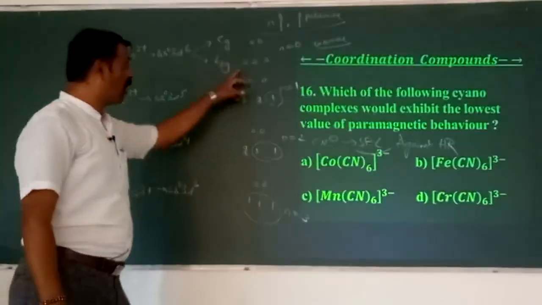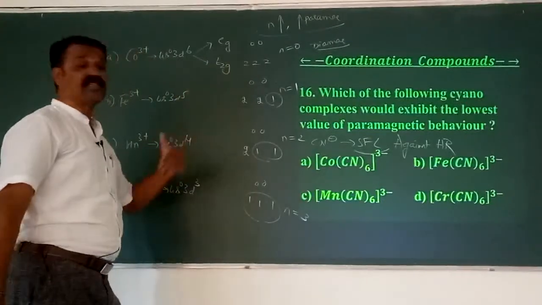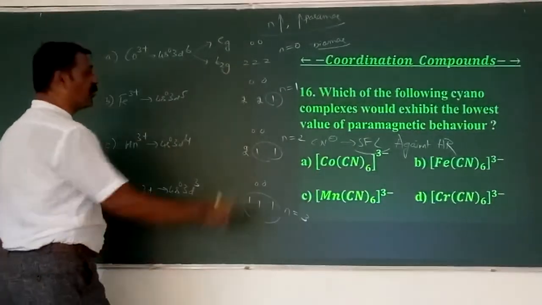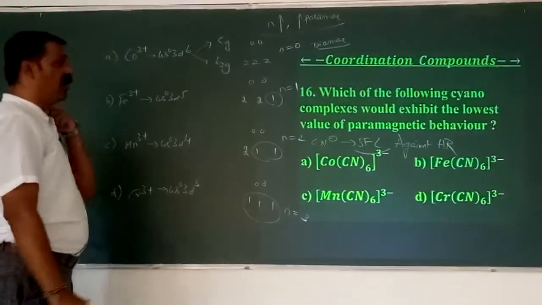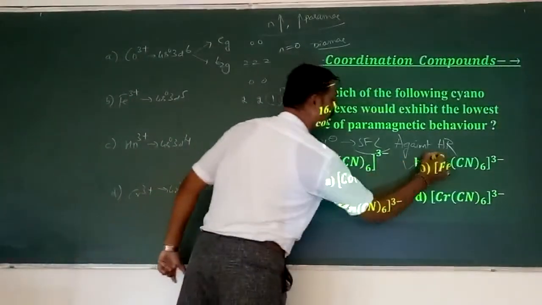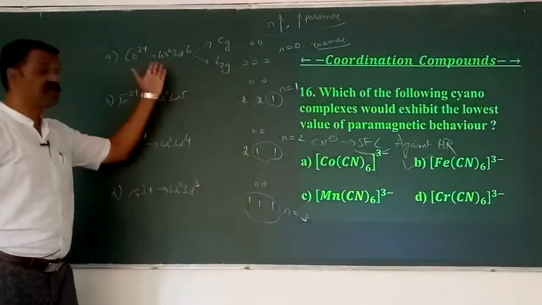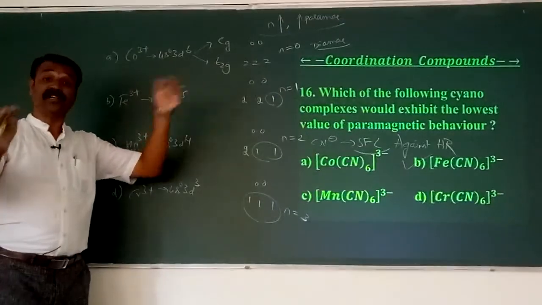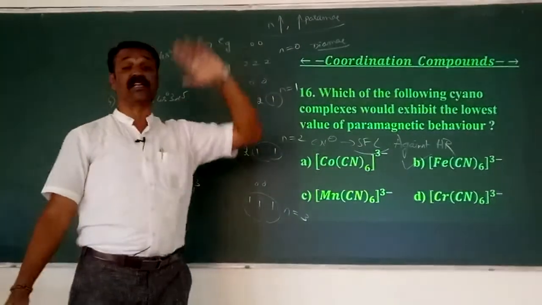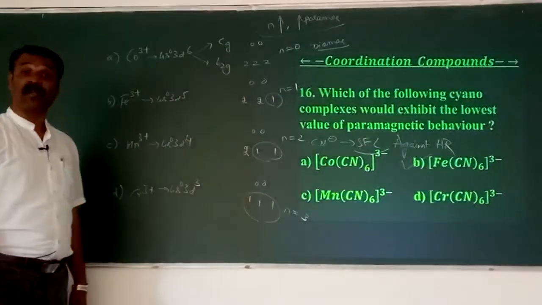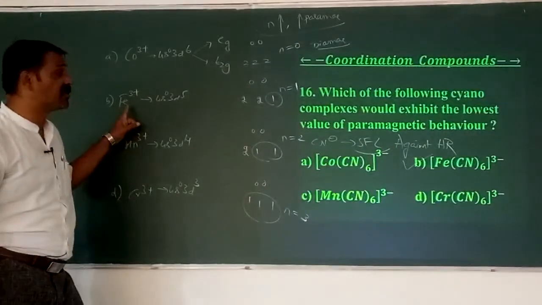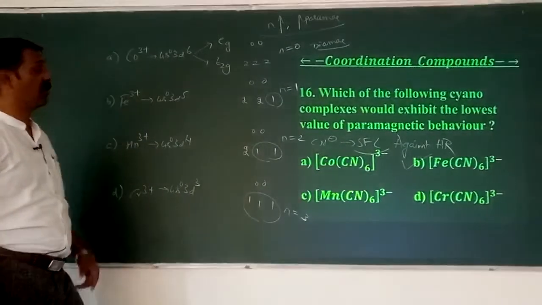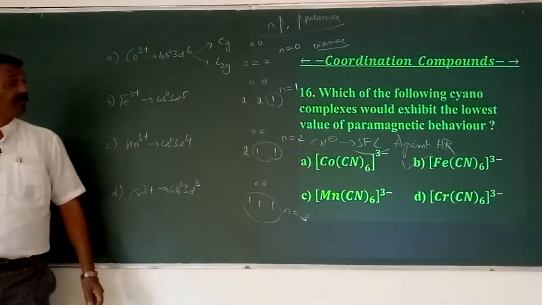Among these, which is having the lowest value here, the lowest value is found to be the 1. Hence it is found to be B, I think. Of course, this is also lowest, but it is found to be 0 because all are paired. It is an example for a diamagnetic. But the lowest paramagnetic behavior is observed in case of Fe3 plus. Okay, that is 16B.